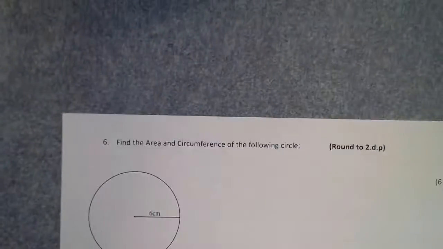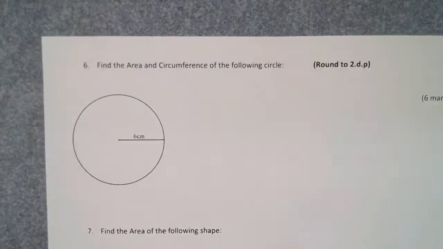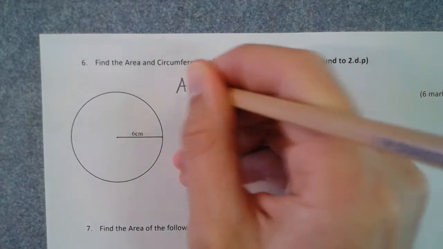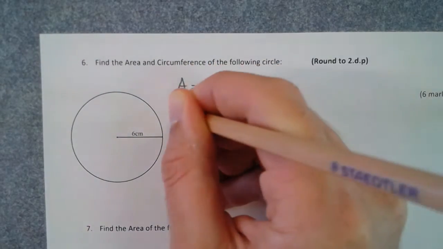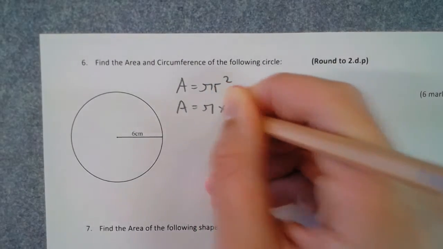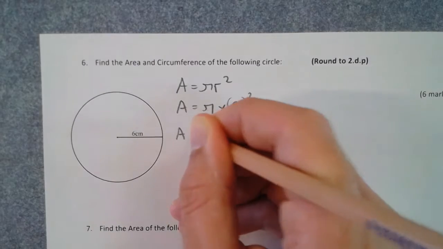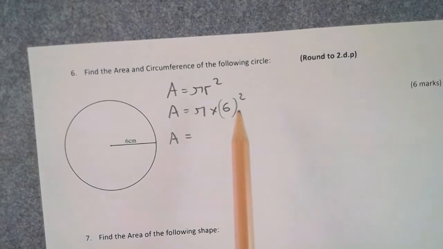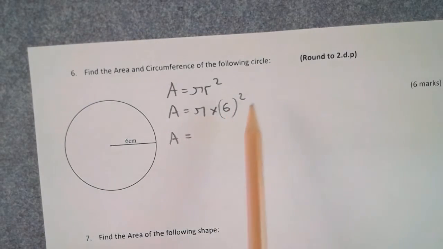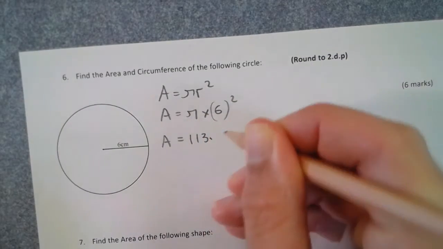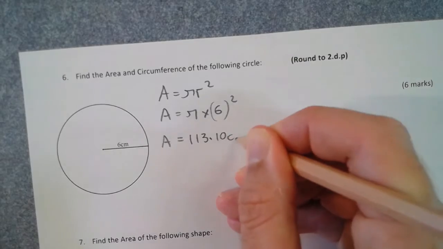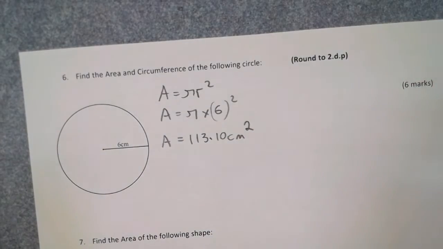Question 9. Find the area and circumference of the following circle. So the area of a circle is pi r squared. That's going to be pi multiplied by the radius, which is 6, squared. Now if you wanted the exact answer, you would do 6 times 6 is 36. The exact area is 36 pi. But because this wants it to 2 decimal places, we do our 36 multiplied by pi, and you get 113.10 to 2 decimal places.